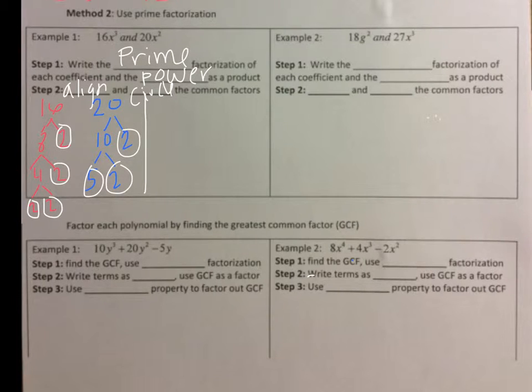Alright, next I'm going to write these in factor form. So 16x cubed, I'm going to write that in red, is, as we mentioned over here, 2 times 2 times 2 times 2. We can't forget the x to the third power here. That just means we have x times x times x. Alright, so let's list 20 as well. So 20x squared, which is 2 times 2 times 5, and the x squared just means we're going to multiply x times x.